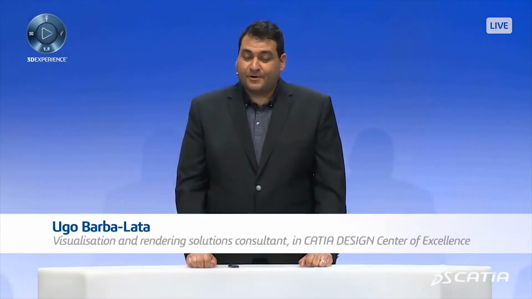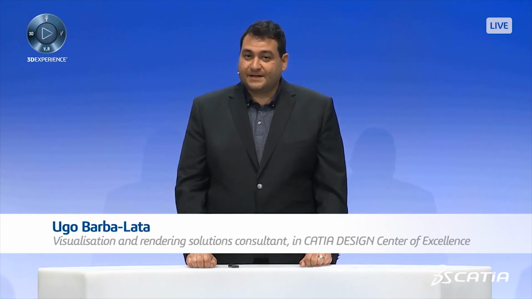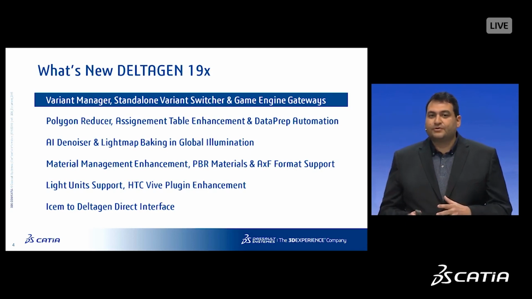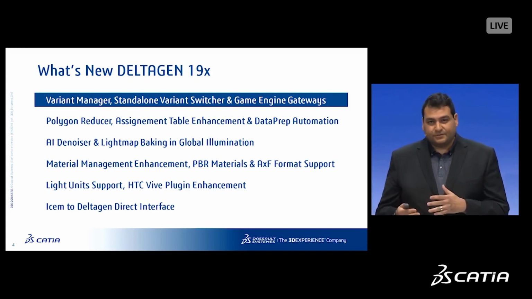Hello everyone, I'm really pleased to welcome you for this CATIA TV about the what's new on Deltagen R2019x. Let me talk to you about the agenda of this CATIA TV. So first, I will present you what is new on the Variance Manager. We have some enhancements. Also, we have a new tool named a standalone variance switcher, which will allow you to control Deltagen and also some game engine you can use, like Unreal, Unity, or Maya.